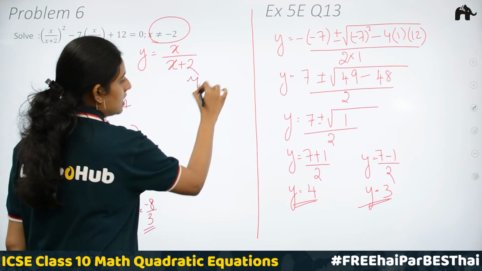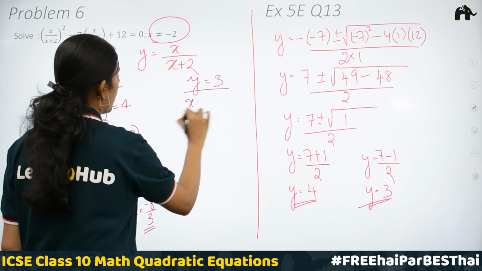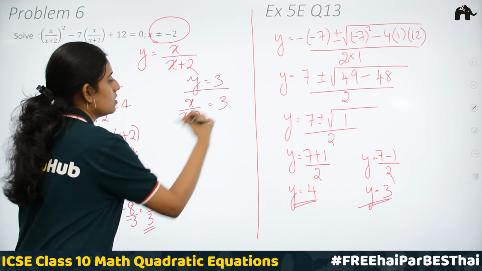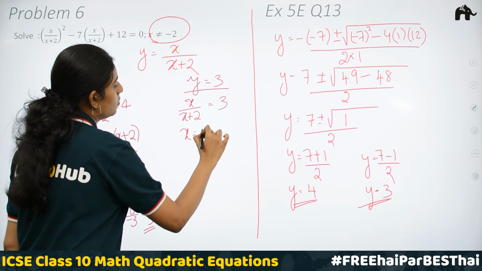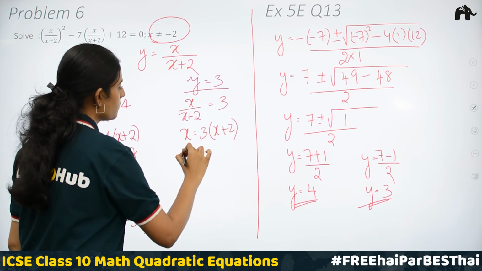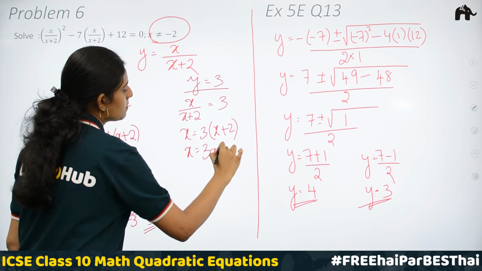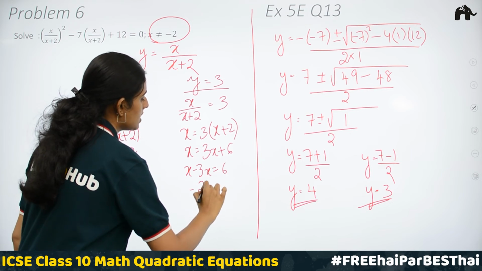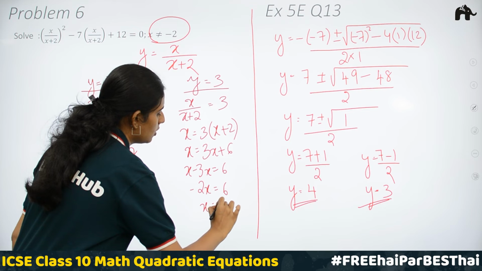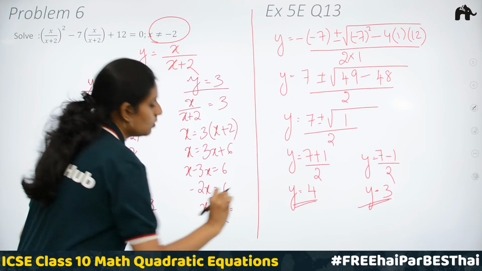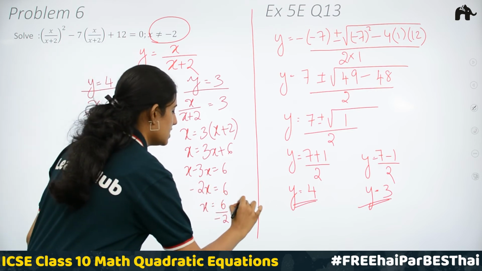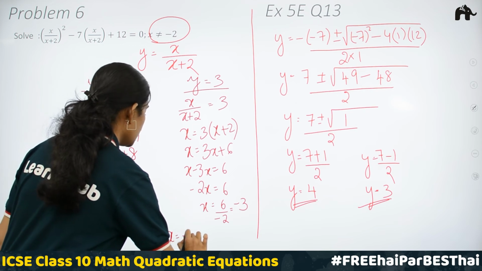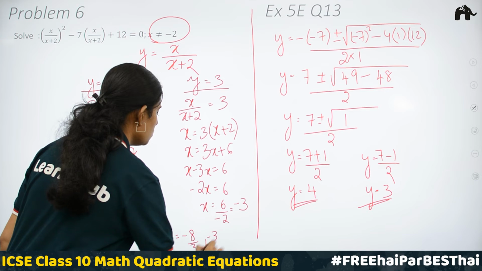Then, when y is equal to 3, x by x plus 2 is equal to 3. Same process, taking this to the opposite side. X is equal to 3 into x plus 2. X is equal to 3x plus 6. X minus 3x is equal to 6. Minus 2x is equal to 6, or x is equal to 6 by minus 2, which is equal to minus 3. So, the two possible values of x are x is equal to minus 8 by 3, or x is equal to minus 3.